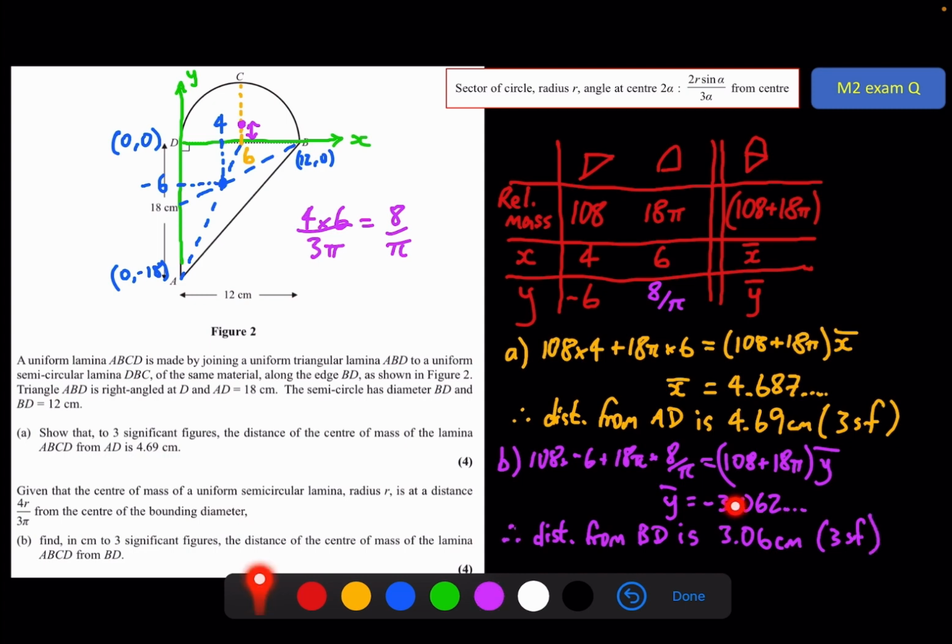So although the coordinate was negative, that was indicating that the center of mass is slightly below this line, I had to change that to a positive because a distance is just a scalar and we can't have negative. So the distance is 3.06 to 3 significant figures, about here. So that nicely reviews all of the work so far.